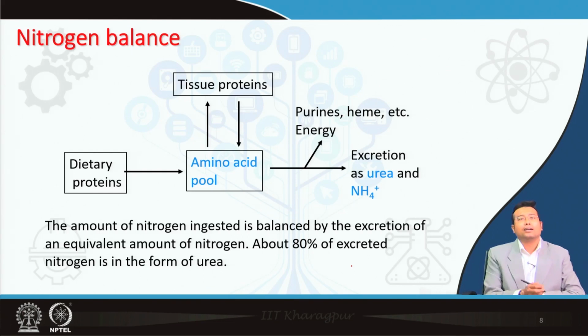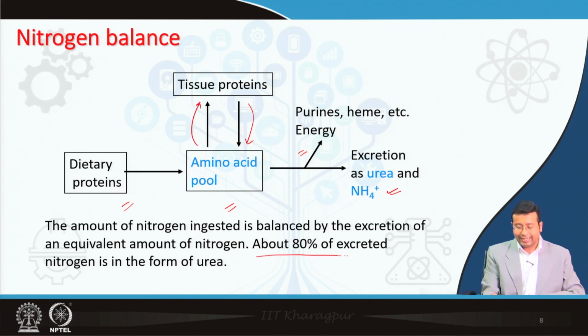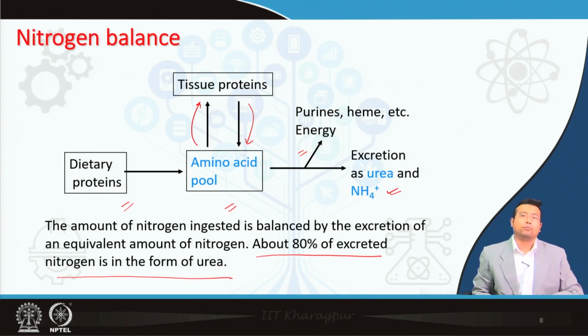So, looking at the nitrogen balance, this figure we are now very familiar with, or you can easily conceptualize. We are getting dietary proteins which contribute to the amino acid pool. From there, tissue proteins are either getting synthesized or breaking down to again contribute to the amino acid pool, and these amino acids can be reused to produce important products or they can be excreted as ammonia and urea. All right. So, about 80% of excreted nitrogen is in the form of urea.